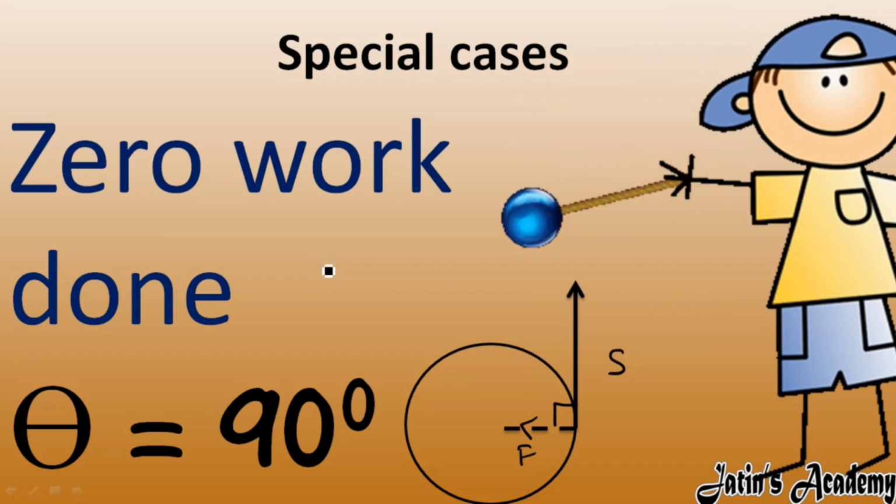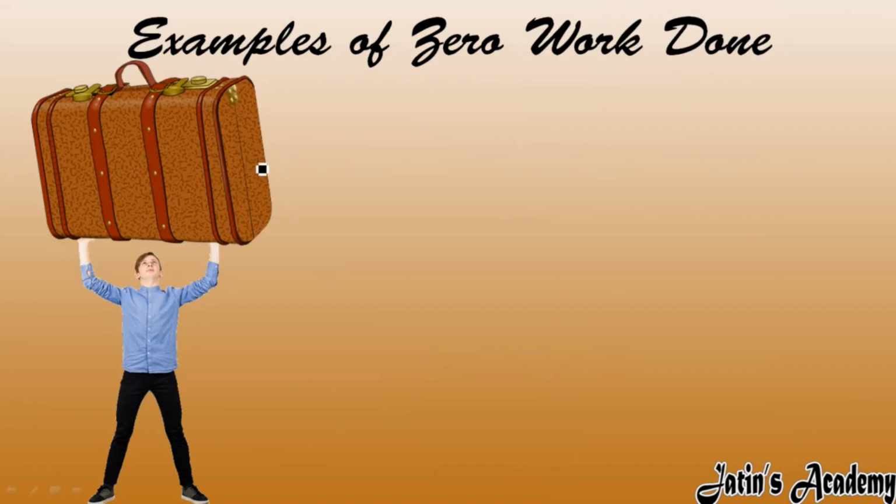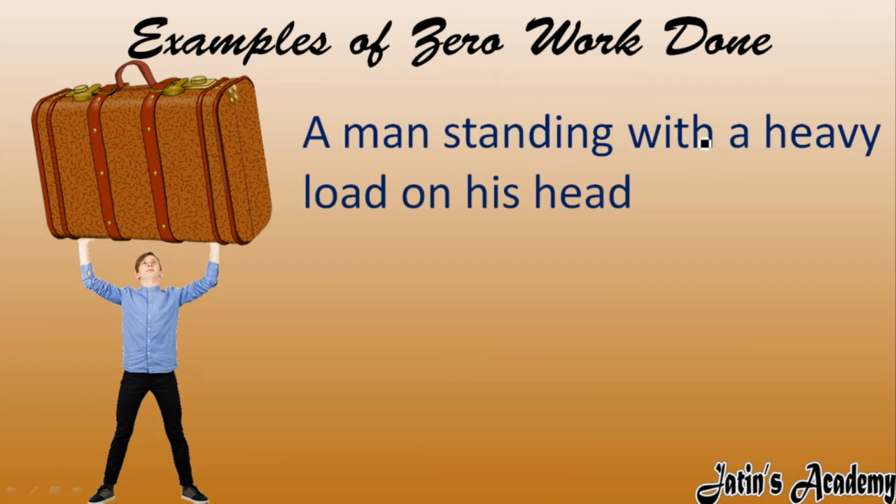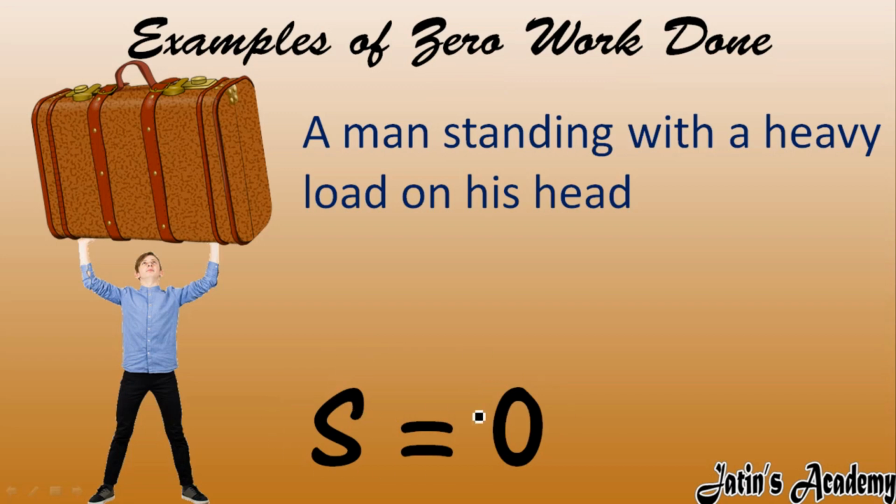Now, for example, a man is standing with a heavy load on his head. Here the angle is not 90 degrees, but still this is a case of zero work done. Why? Because displacement does not occur here. The person is standing at one place, and although he is applying a force on the body, there is no displacement of the body. So this is a case of zero work done.